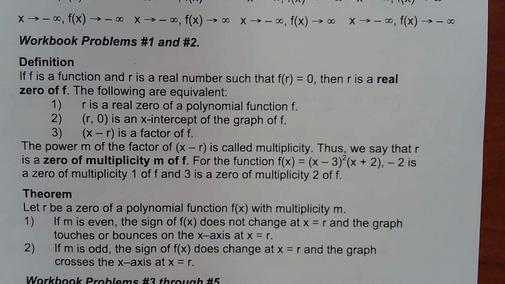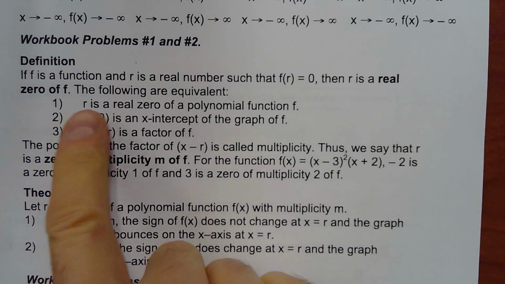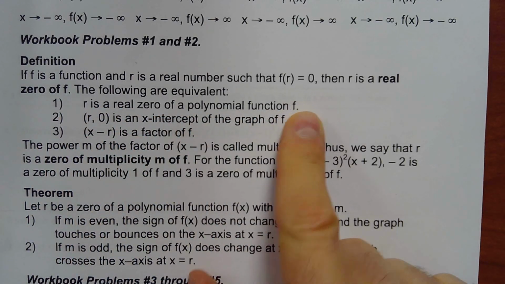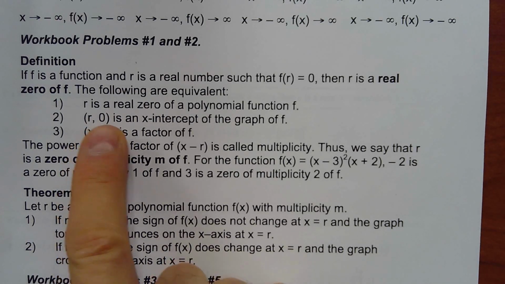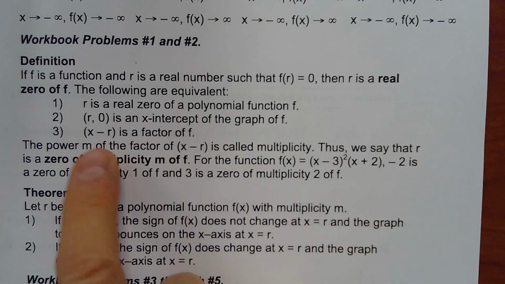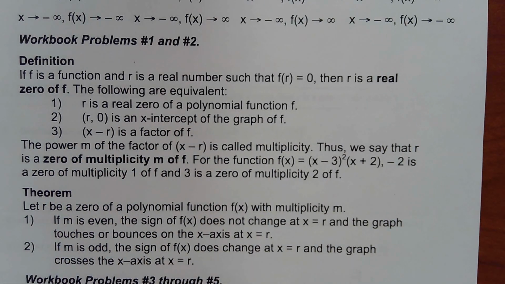So now we want to talk about identifying zeros of a polynomial function and also determining the multiplicities of those zeros. So we're going to start with a definition. If f is a function and r is a real zero such that f of r equals 0, means if I plug that number in for x and I get 0 when I work it all out, then we say that r is a real zero of f, and the following are equivalent. R is a real zero of a polynomial function f. R comma 0 is an x-intercept on the graph of f, and x minus r is a factor of f. So if I know one of these statements to be true, the other two are going to be true.